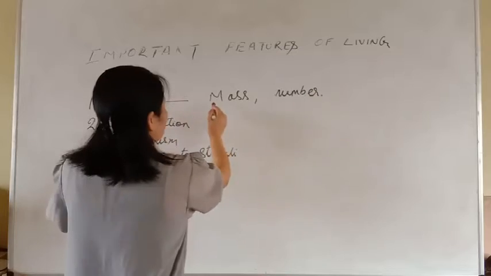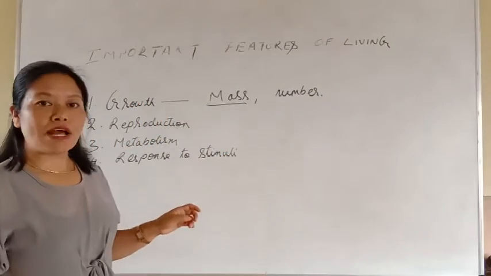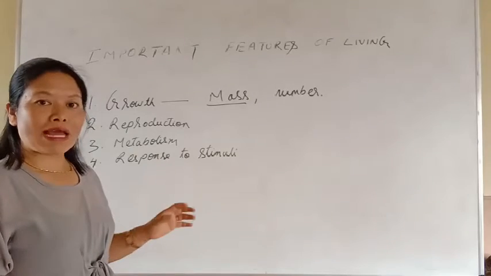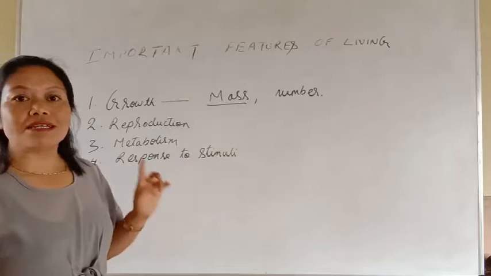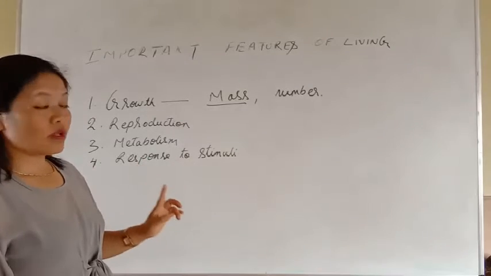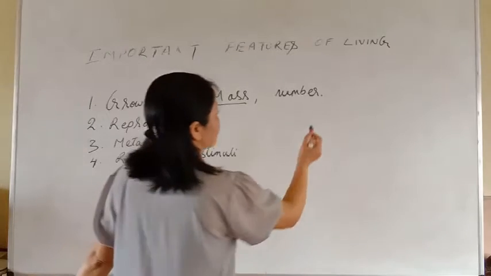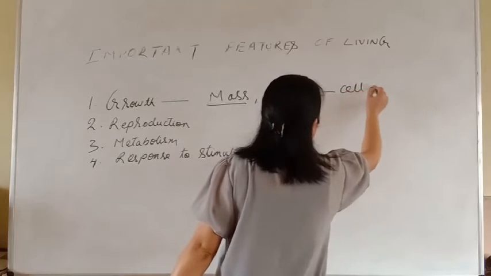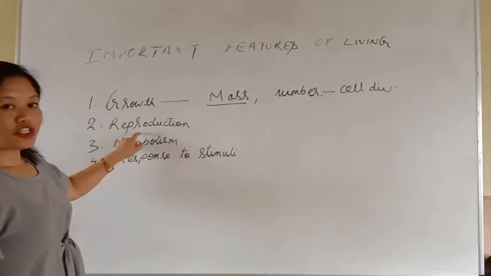What is this increase in mass? It is the increase in the protoplasmic material in the cell. And increase in number means the number of cells. During growth, the number of cells is increased. And how is this number of cells increased? It is by cell division. Next, reproduction.